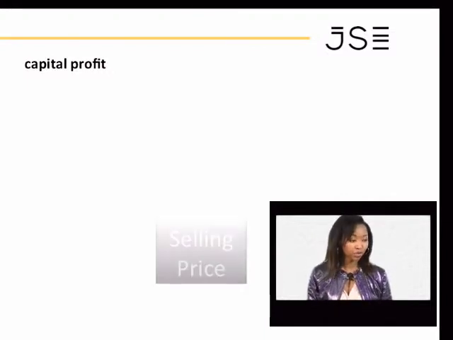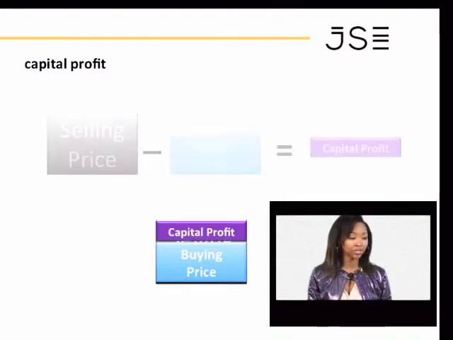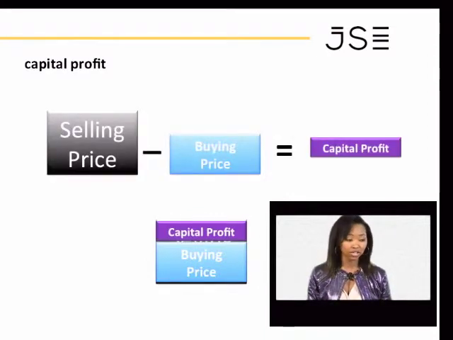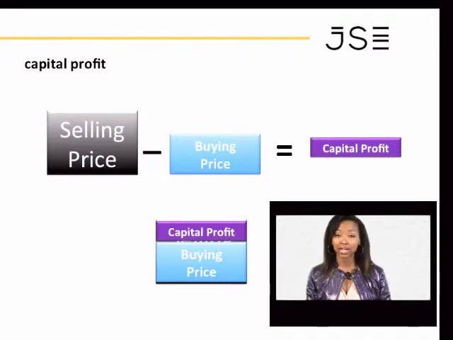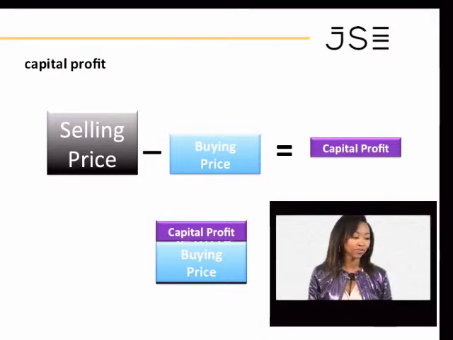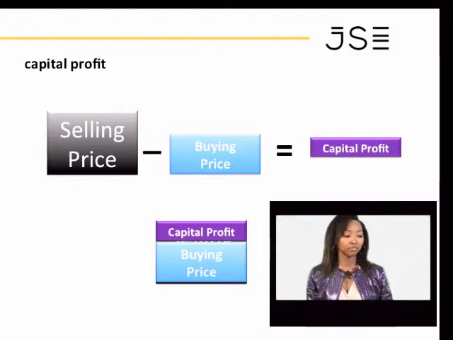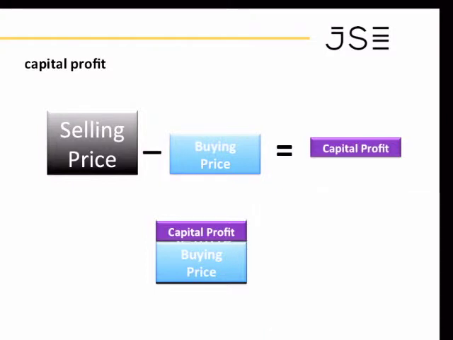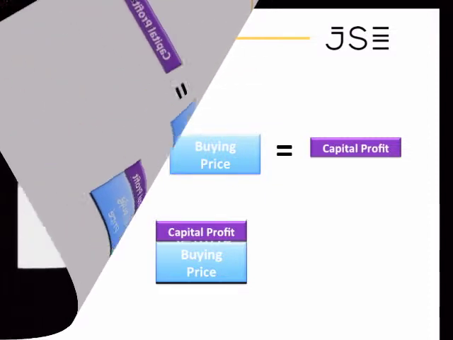So let's have a look at the formula for calculating capital profit. It's basically the selling price of the share minus the buying price, and that gives you the capital profit. Could it be simpler? I don't think so. So let's say, for example, you bought the share for 10 Rand, and then it's now trading at 50 Rand. So the selling price is 50, the buying price is 10 because you bought it at 10. 50 minus 10 is equal to 40, so you make a capital profit of 40 Rands.